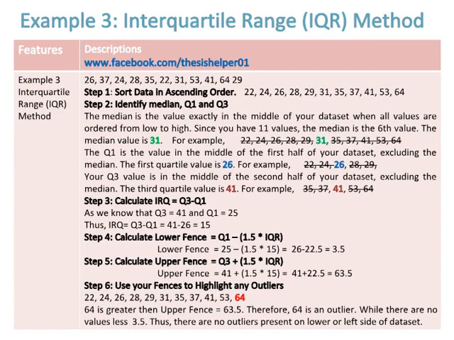In step 4 the lower fence value is equal to 3.5 while in step 5 the upper fence value is equal to 63.5. In step 6, use your fences to highlight any outliers. 64 is greater than upper fence value of 63.5. Therefore, 64 is an outlier, while there are no values less than 3.5. Thus, there are no outliers present on the lower or left side of the dataset.